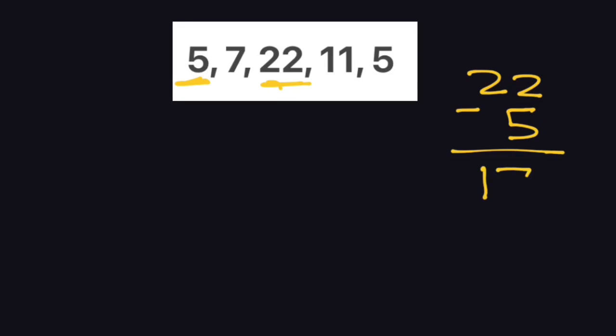Finally, we have the range, which is basically just the difference between the smallest and the highest number in our data set. So the smallest number I see is 5 and the largest number is 22. So all we have to do is subtract 5 from 22 to get 17. And 17 is going to be the range of this data set.